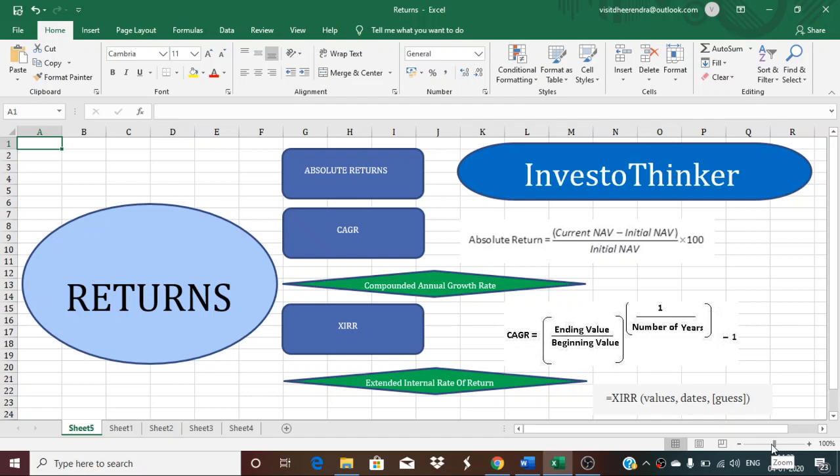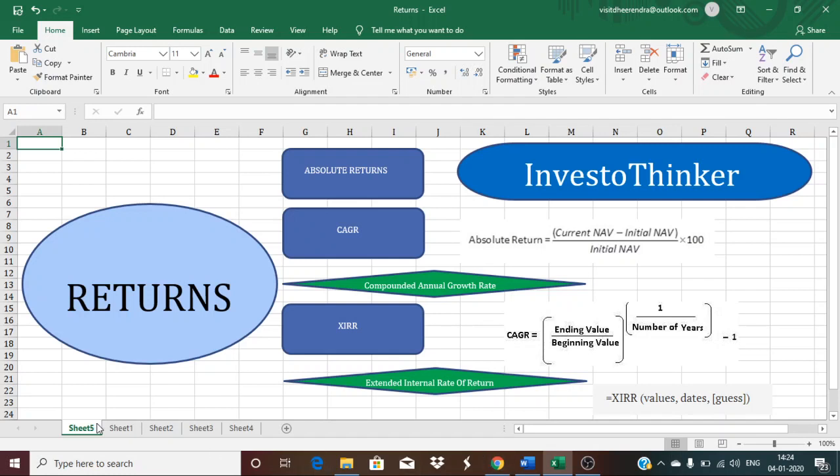Today we are going to discuss something which is very important when it comes to investing, and that is return. Basically, there are three kinds of return. One is absolute return, second is CAGR, which we also call compounded annual growth rate, and third is XIRR, that is extended internal rate of return. Now, first we will discuss what they are, and then we will go into the calculation part.